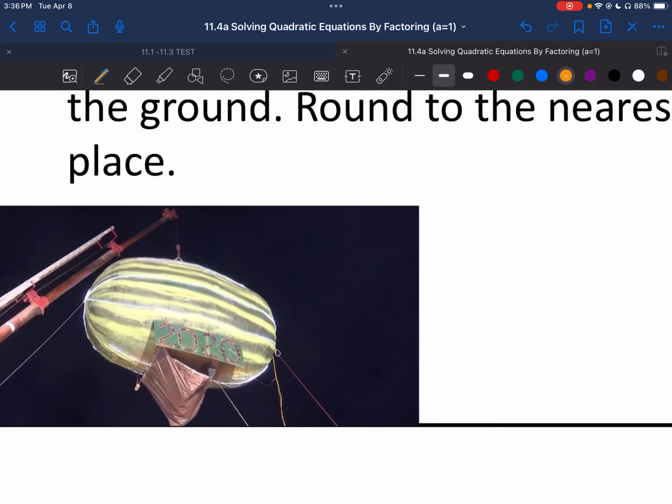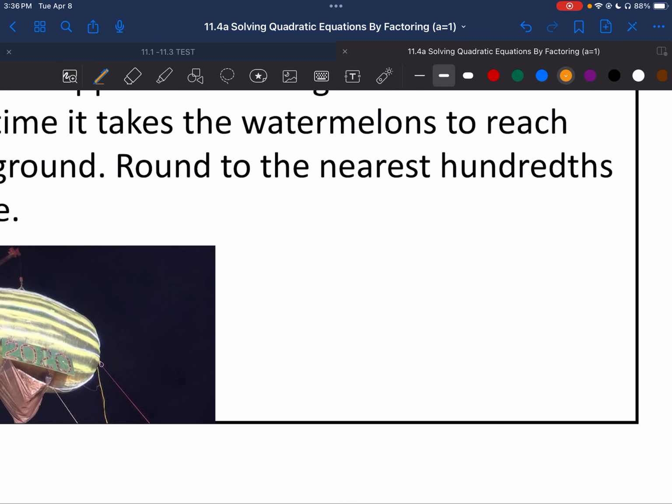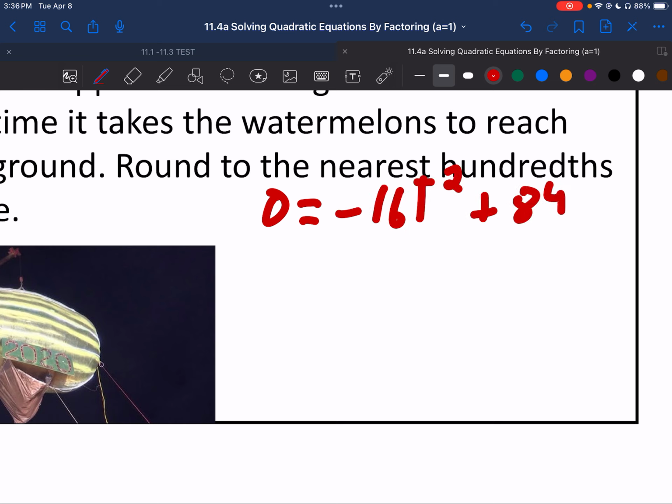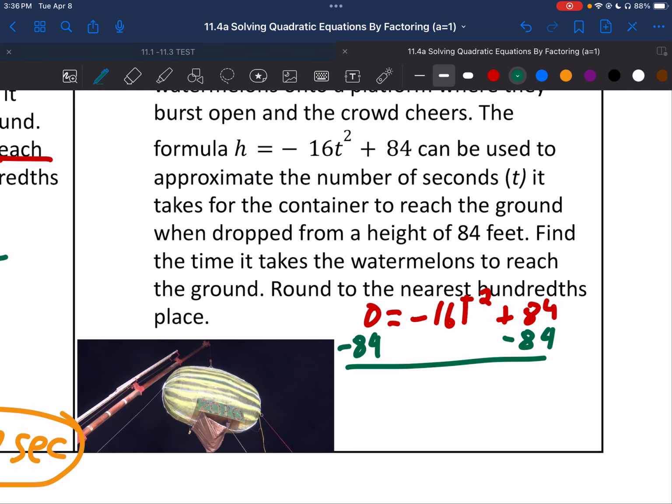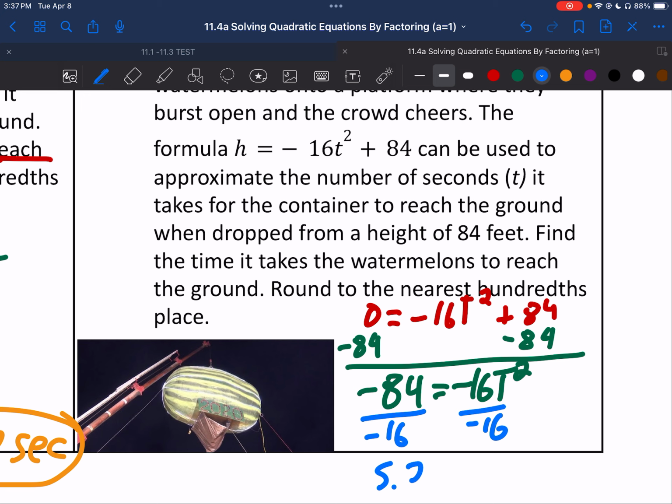But we have our formula. 0 is equal to negative 16t squared plus 84. So we're going to subtract 84 from both sides because we're trying to get that 16t squared by itself. So we have negative 84 equals negative 16t squared. Divide by negative 16. And when we divide by negative 16, we get 5.25 equals t squared.